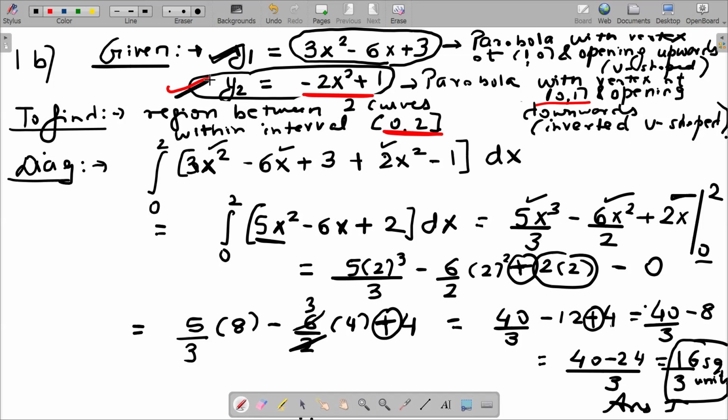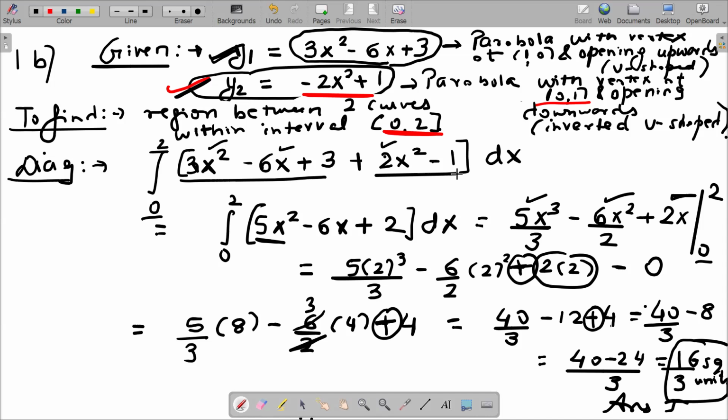So all I had to do was just draw a rough sketch, just get a rough idea of the graph, and just integrate from 0 to 2 area below y1 minus area below y2. And just perform the normal integration. So hoping all students have understood how we have solved this.